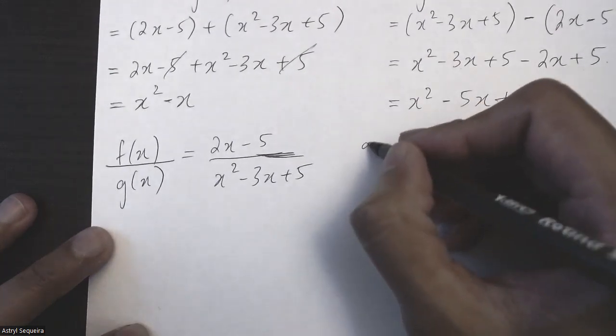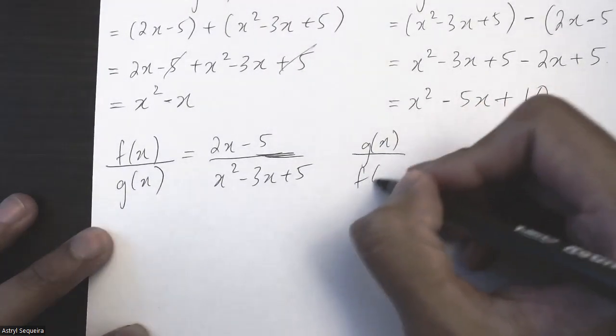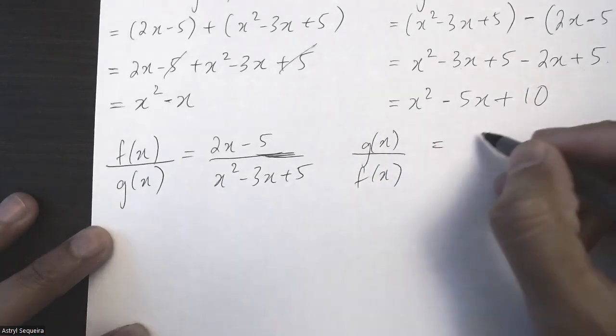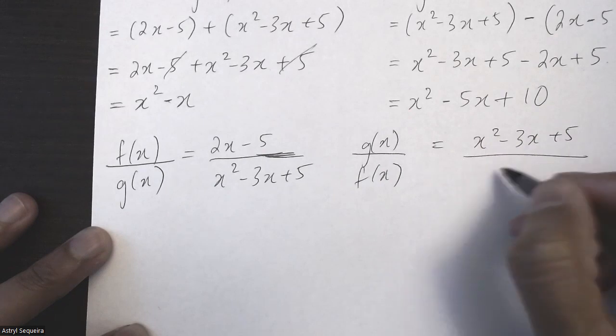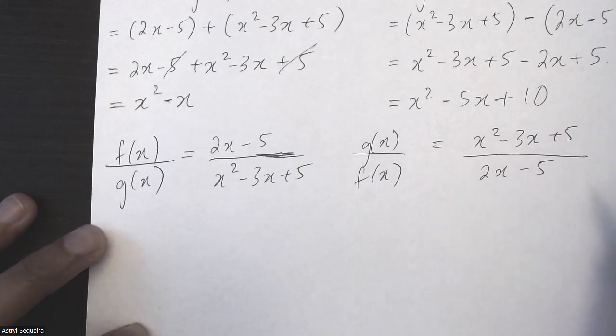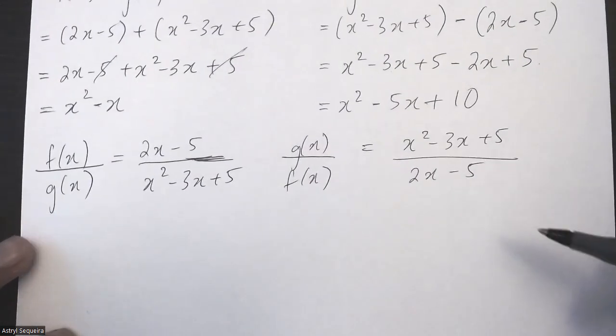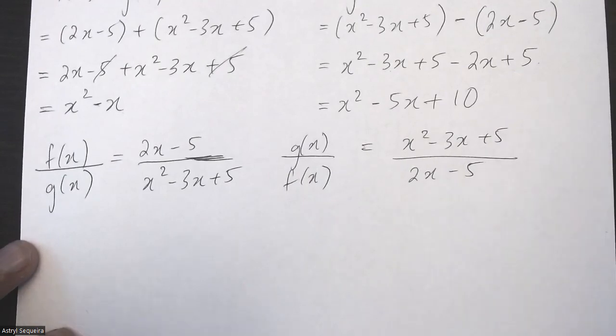Next one is g of x divided by f of x, which is also a pretty simple question. It's just going to be x squared minus 3x plus 5 divided by 2x minus 5. And again, we can't factor here, so we can't cancel anything over here. So that is our final solution.